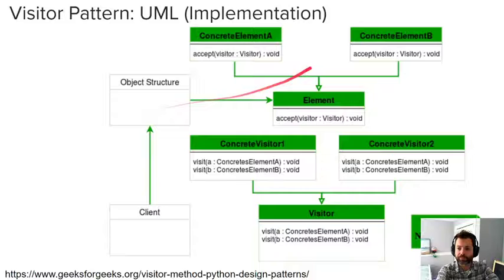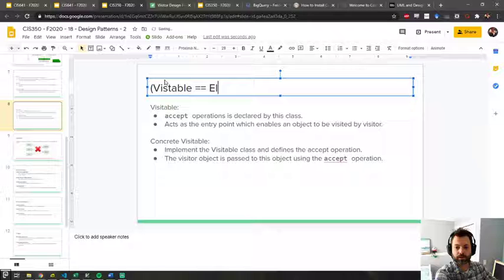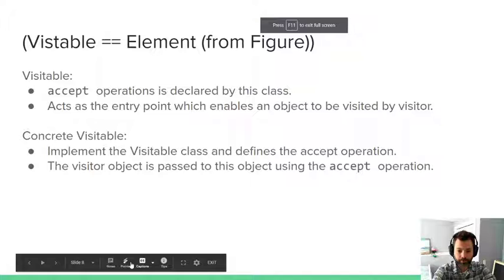So let me maybe change the slide live. Let's see. Visitable equals element from the figure. I know I'm trying to abbreviate things. It's not like URE is a hard thing to type. So we have this. Now, full screen, please. Thank you.